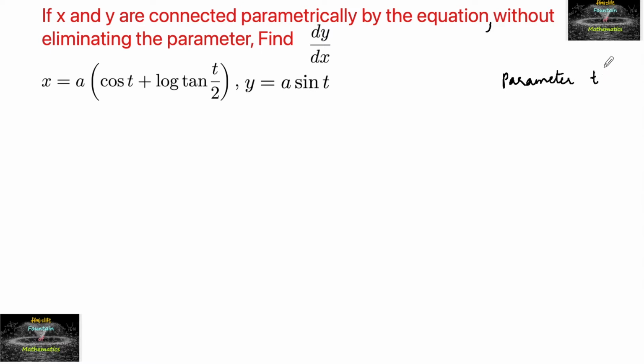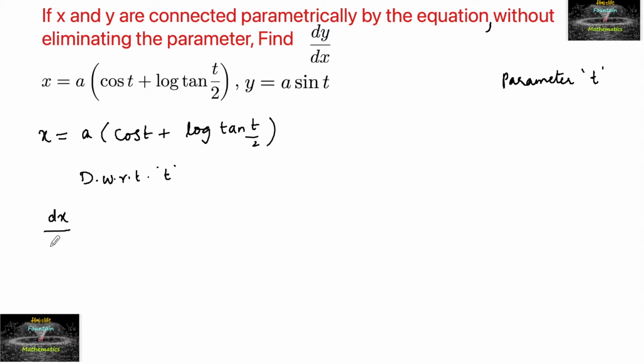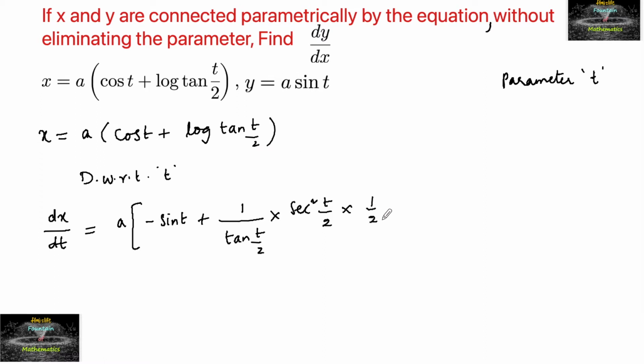So here we can consider the parameter t. Let's differentiate x and y with respect to t. So x is equal to a times of cos t plus log of tan t by 2. Let's differentiate this function with respect to t. So we'll have dx by dt is equal to a, which is a constant, and differentiation of cos t is minus sin t, plus differentiation of log function is 1 upon tan t by 2, into again differentiation of tan is secant square t by 2, and again differentiation of t by 2 is 1 upon 2.